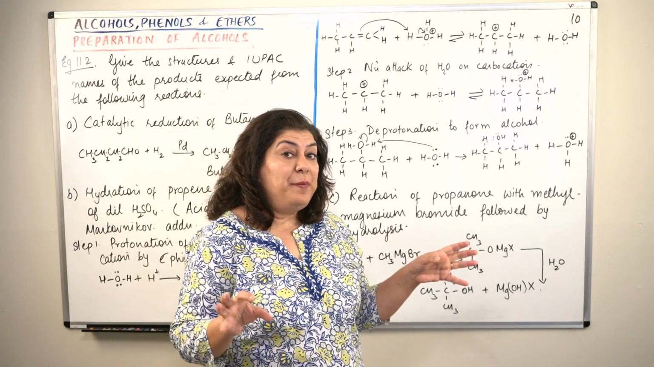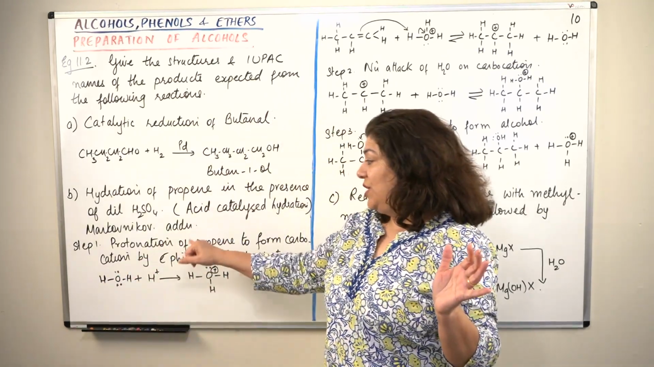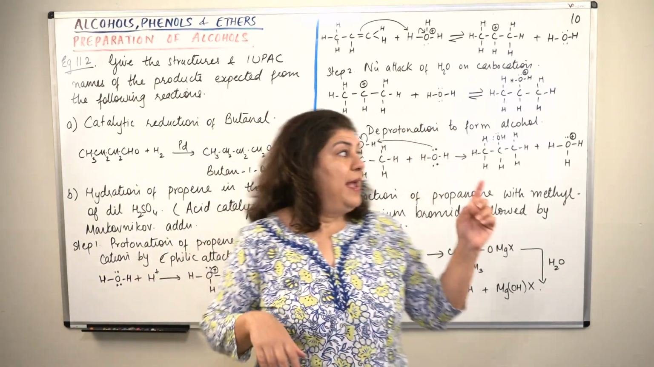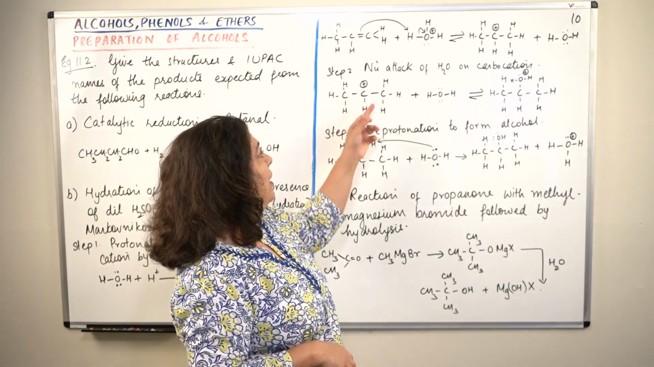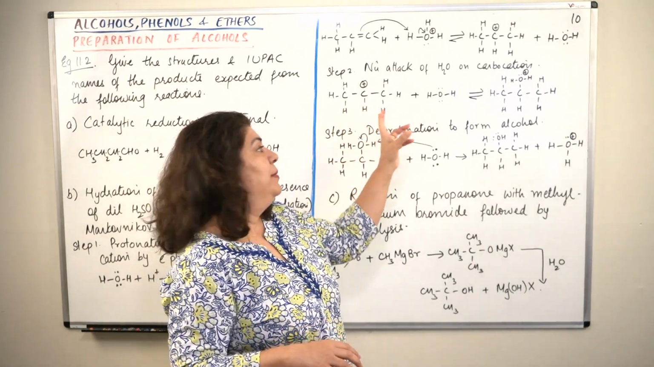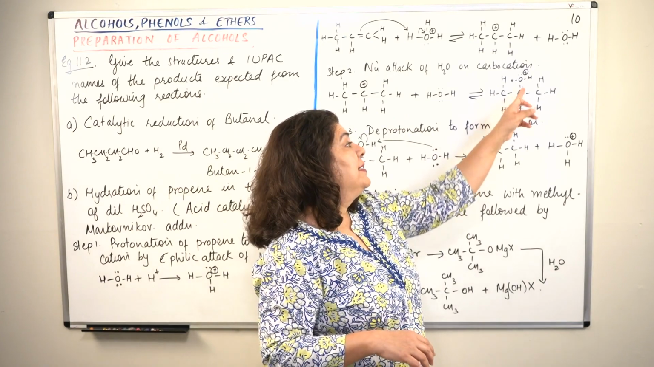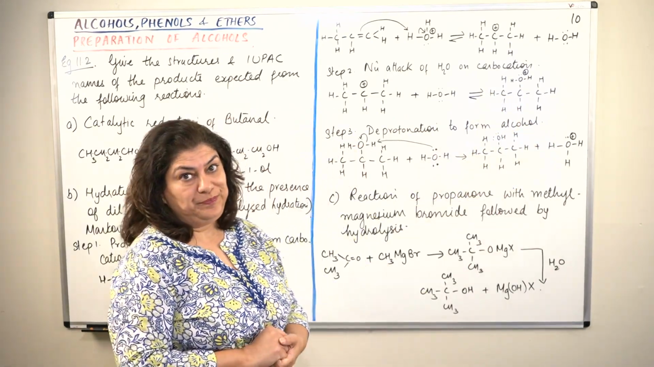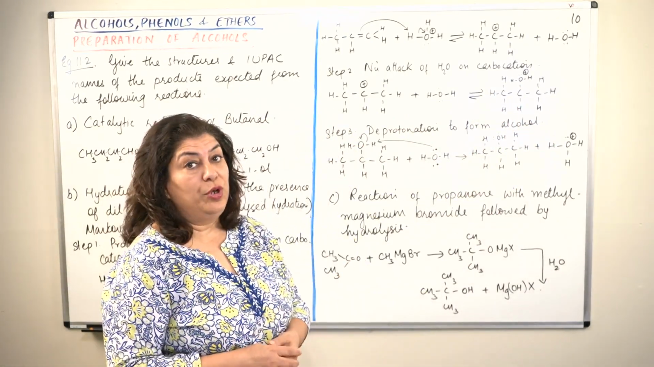But what actually happened? What has added? H on one carbon, and OH on the other carbon has added to give you a secondary alcohol. And that is why it is Markovnikov addition.